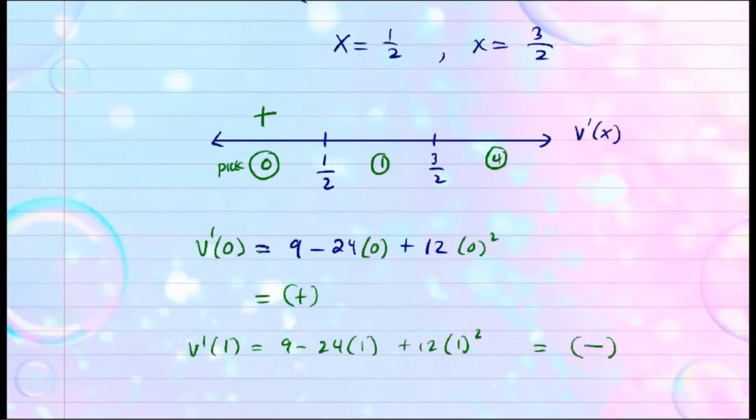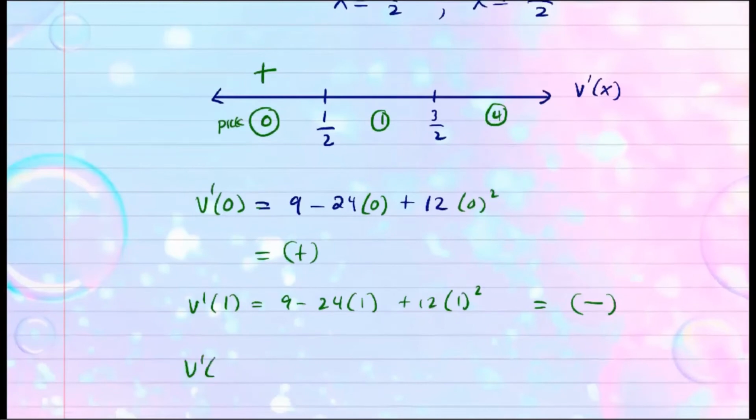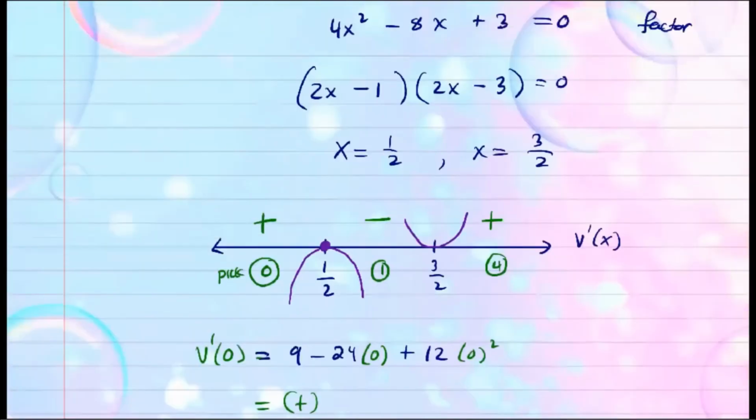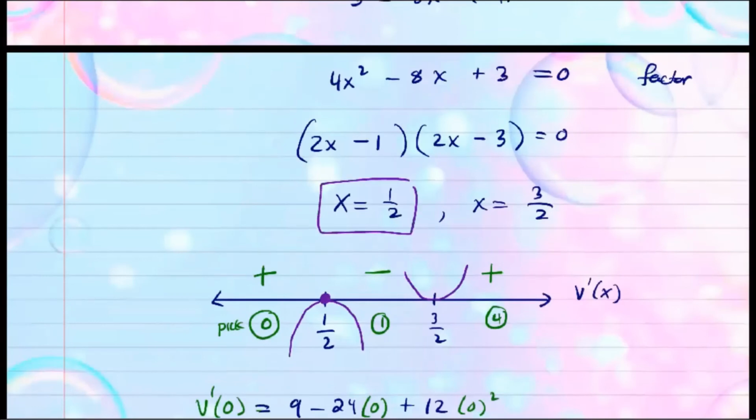And then just keep going in this way. We test the last number, 4. We have 9 minus 24 times 4 plus 12 times 4 squared, and this will give you a positive number. So negative here, positive here. What that means is that here we're going up and then going down, and then here you're going down and then going up. So this is a local maximum for that function, which in this context means a maximum volume. Therefore, our maximum volume will be when the measurement is 1/2 for x.